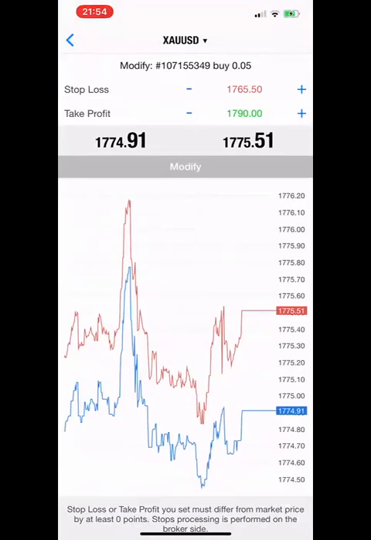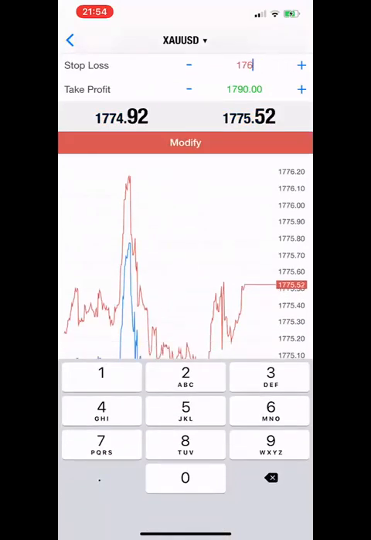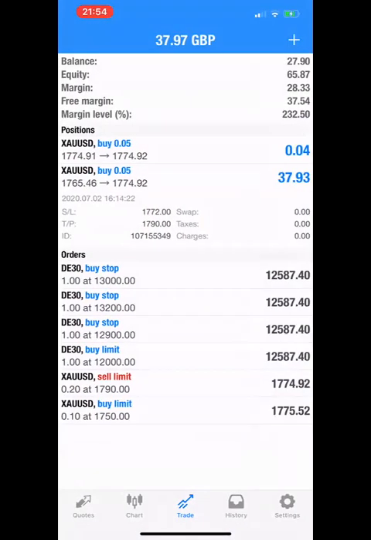If I click modify, and I change the trade to 1773, let's do 1773 or 1772. Now my trade, look at the stop loss. The stop loss is now 1772. So now my stop loss is only 20 pips away from where the trade currently is.